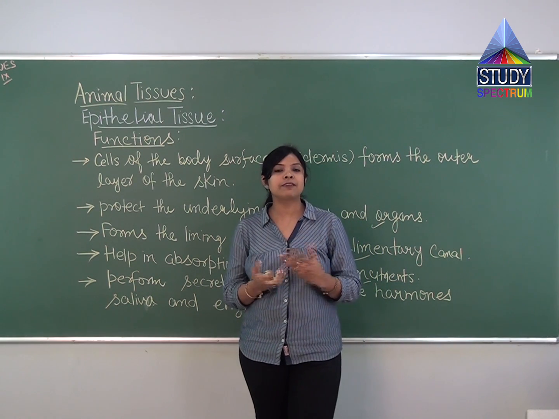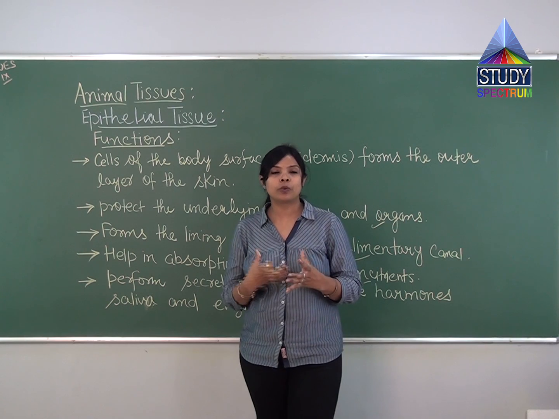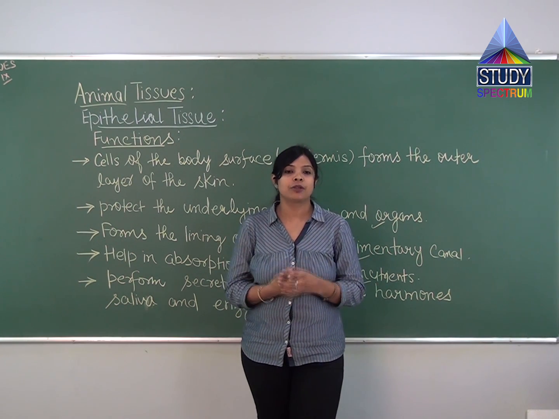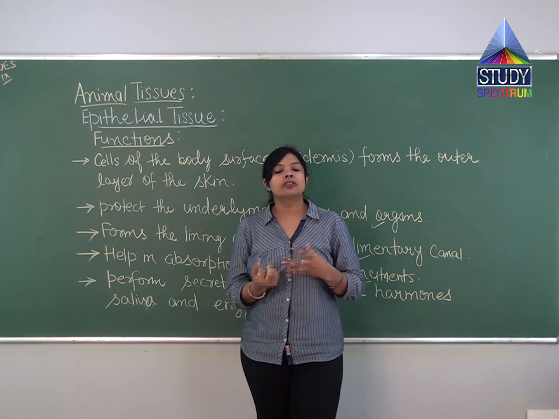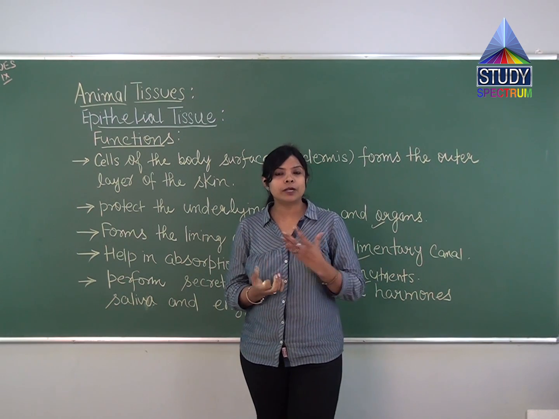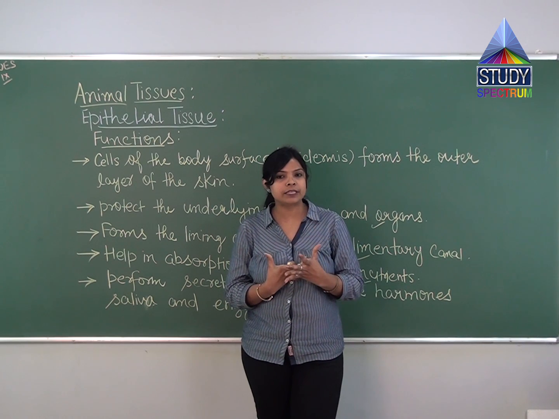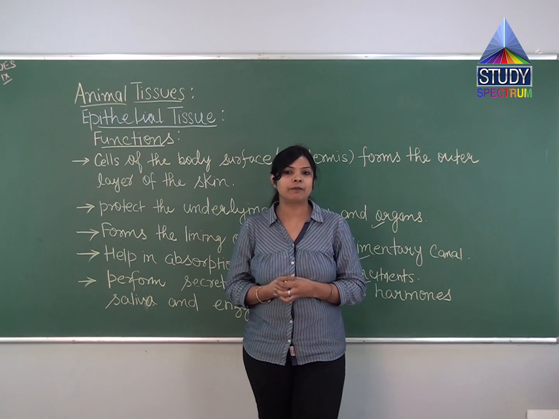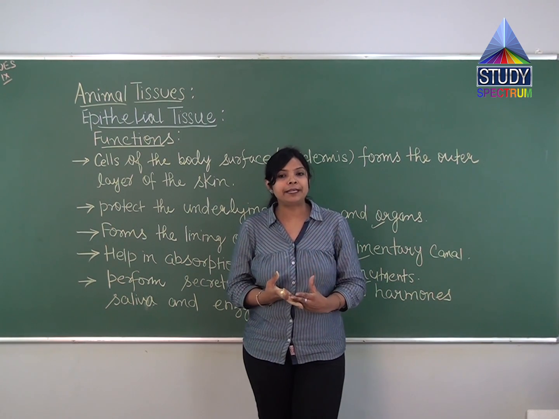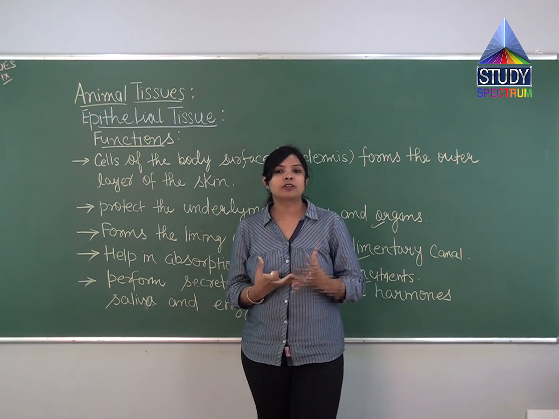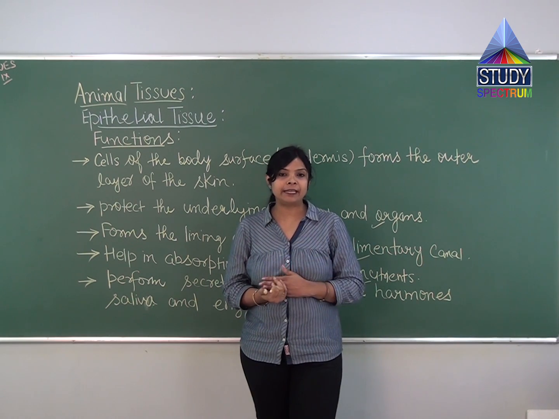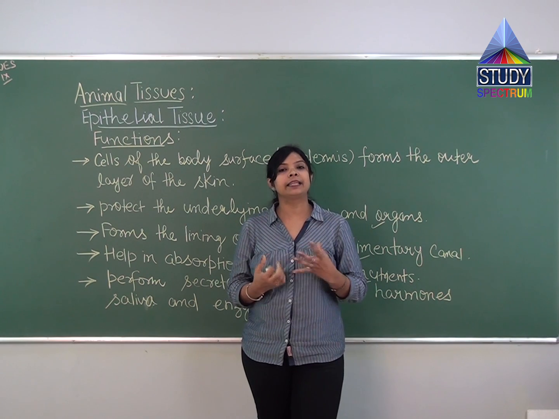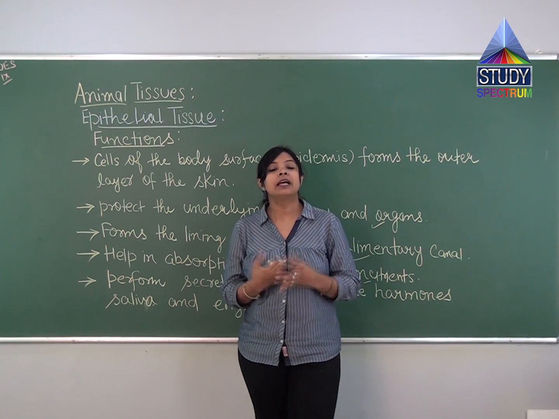If you see the small intestine, what is its role? It absorbs the nutrients from the food. Whereas the lungs help in breathing. What is their role? They absorb the oxygen from the atmosphere. So there are many organs of the body that have an ability to absorb things. For absorbing food, epithelial tissues are also present in the small intestine, and because of that, they help to absorb the nutrients.